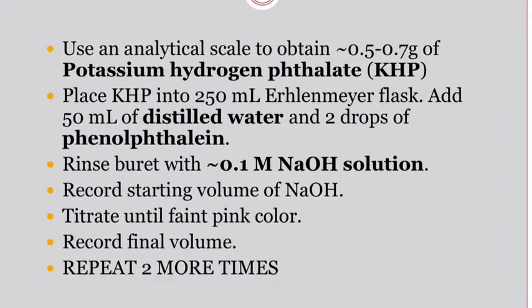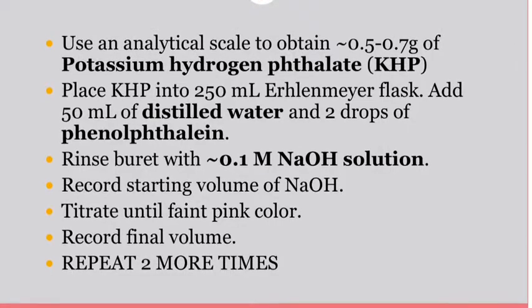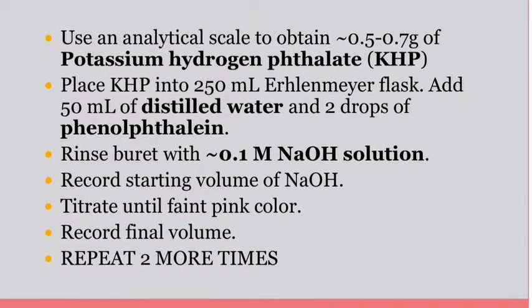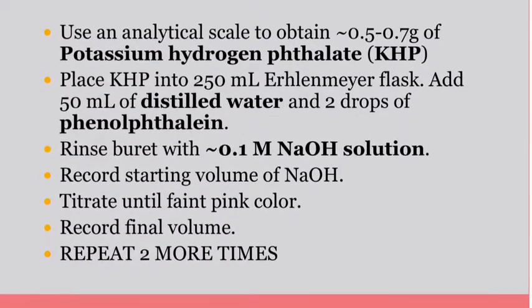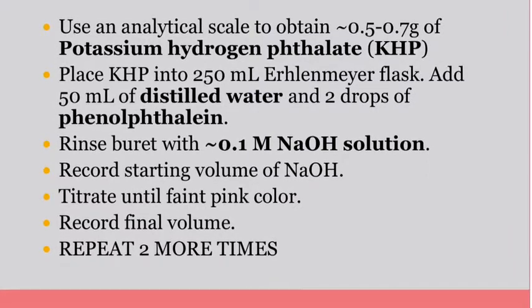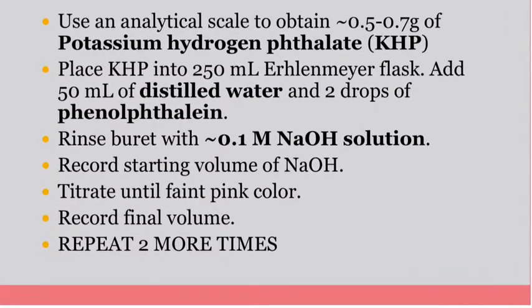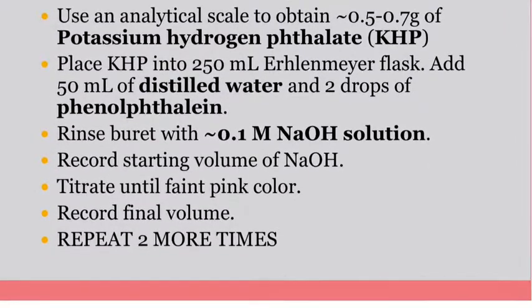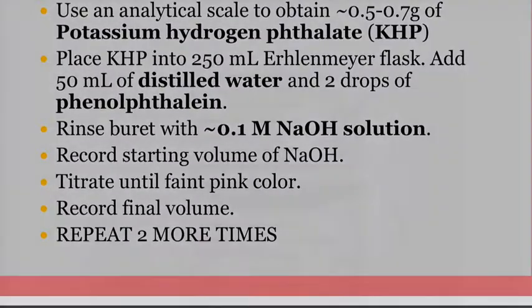We will then record the volume of NaOH in the burette, titrate until we get a faint pink color, and record the final volume. We will do this process a total of 3 times so we can average out our molarities of NaOH to get a more accurate result.